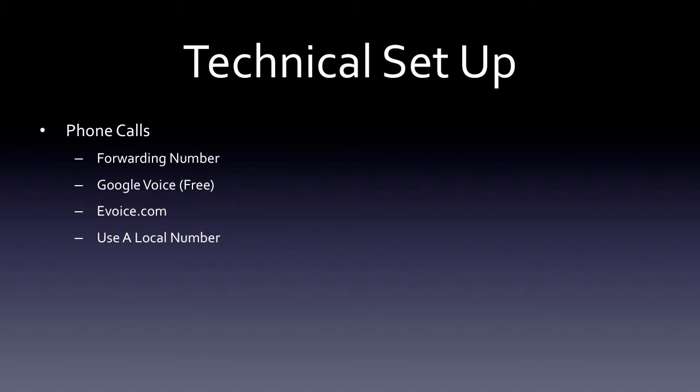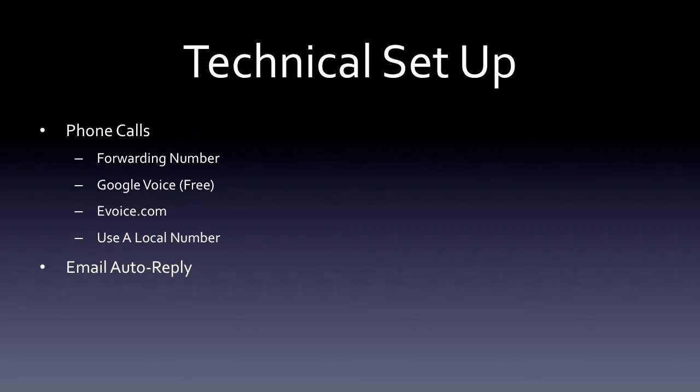You want to make sure you use a local number. You want to make sure that your area code is local to the businesses you're going after. So if you're a 646 area code, make sure that the Google Voice number you get is 646, and that can be transferred to whatever number you like.